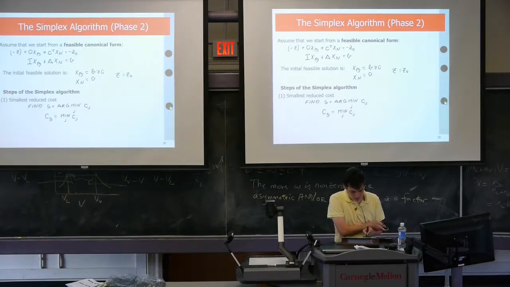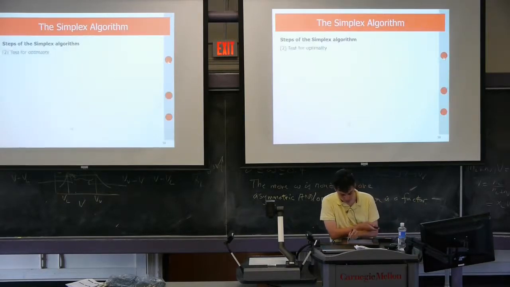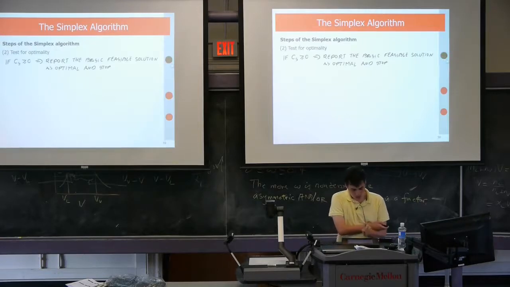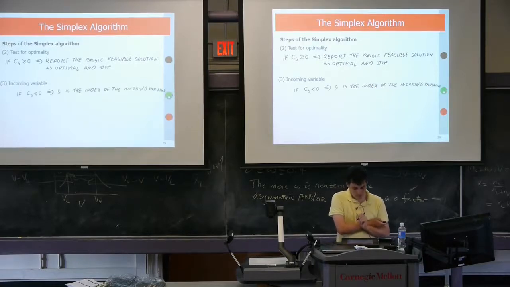And here are the formal steps. In the first step, you want to find that column S that minimizes the relative cost, denoted by C_S. That's the minimum of all the relative costs. If they are all non-negative, then you report this basic solution as optimal and stop. If there's a negative value, then S will be the index of the incoming variable.